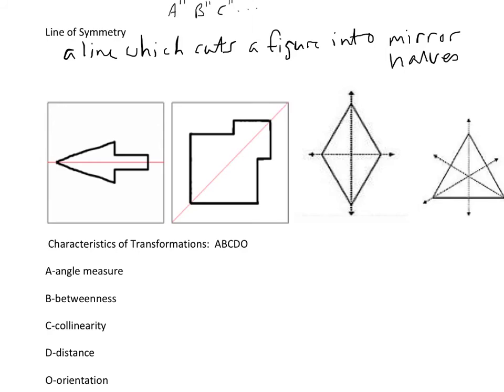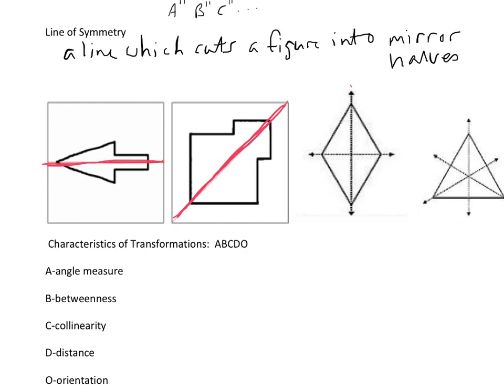We say mirror halves because each side of the line of symmetry would reflect the other side, so they're exactly the same. So you would notice that in the first one here, this line does cut it in half, but it cuts in half in such a way that it reflects one side to the other. Again, not just cutting it in half. So this one, line of symmetry, would be that one.